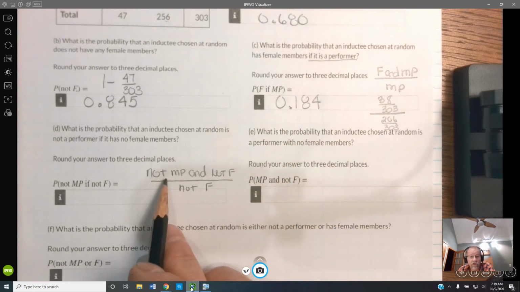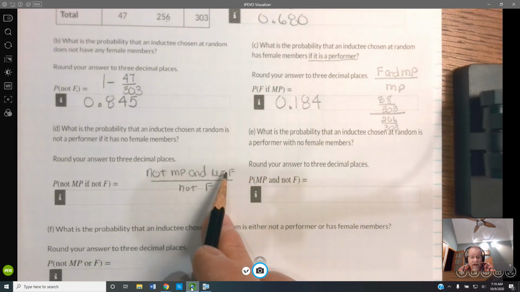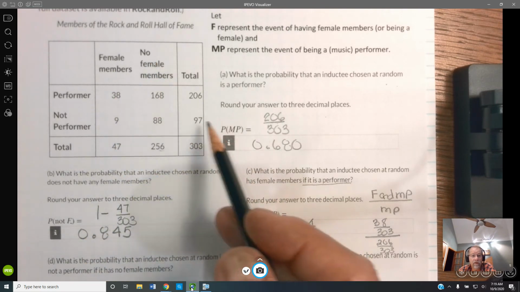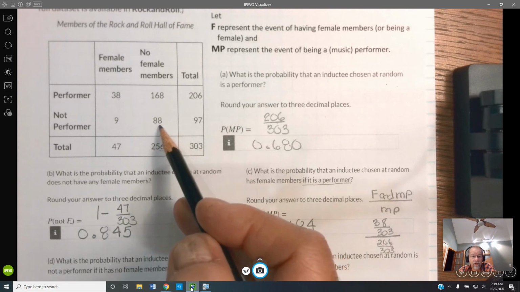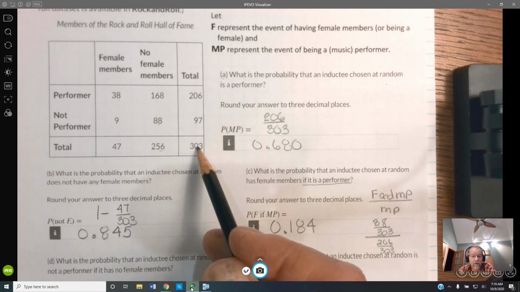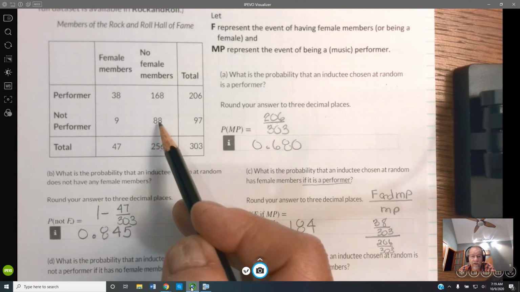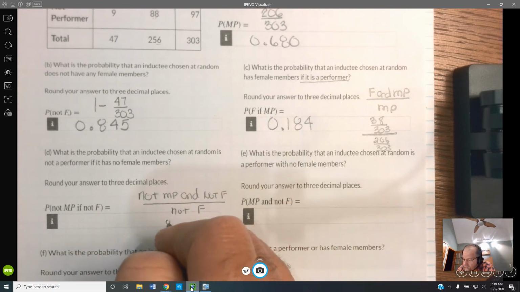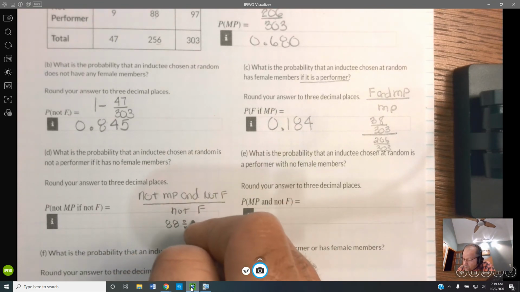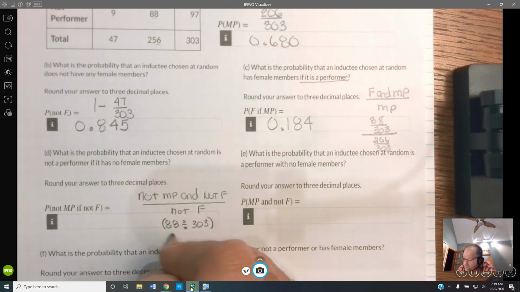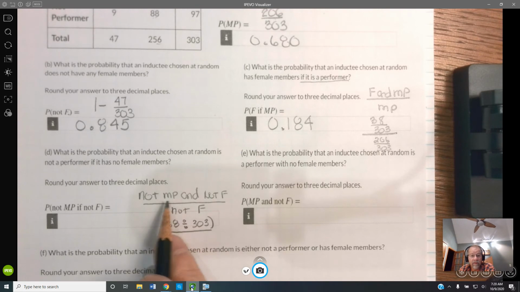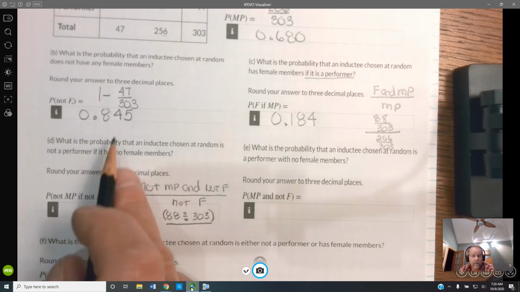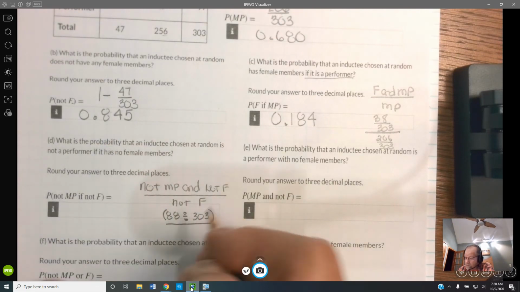Okay, well, let's go see if we can find this in the chart. Not MP, not female. Go find up here, not a performer, not a female, and look for the intersection. The intersection is 88 out of 303. The intersection is always this out of the whole value. So this top number is 88 divided by 303. There's my top. Now in the bottom, let's go find not female. Well, don't we already know not female? 0.845.